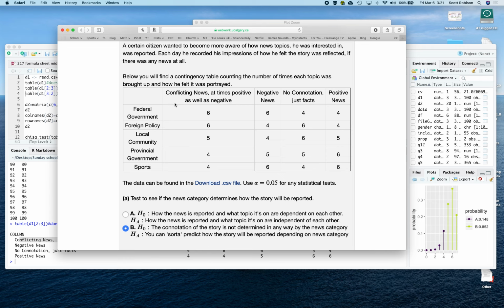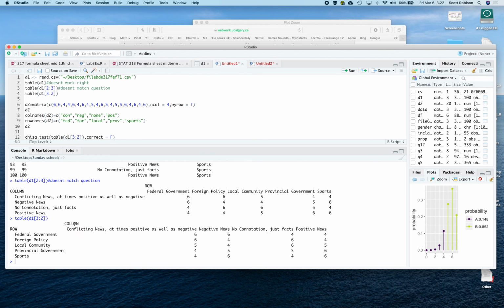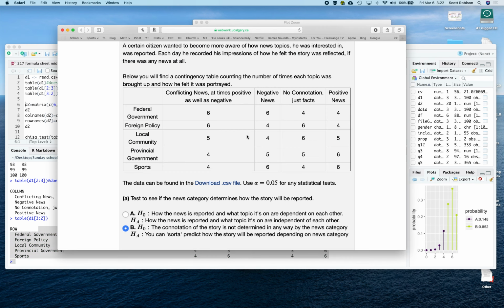However, the question has the columns being the news positive quality or negative quality, and then the rows being the type. And that's sort of the opposite. I've got the rows and the columns mixed up here. So I just did the same command as before. Instead of doing column 2 through column 3, I did column 3 through column 2. I just switched the order here, and then I got basically the same table that is being presented to me here in the question.